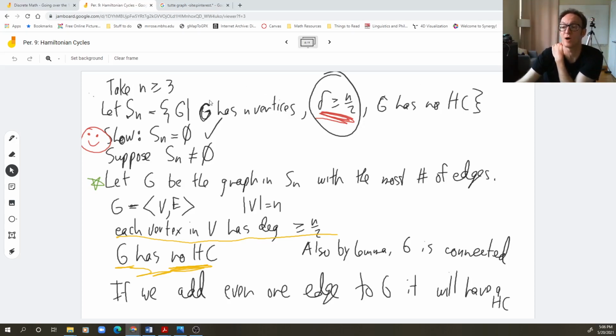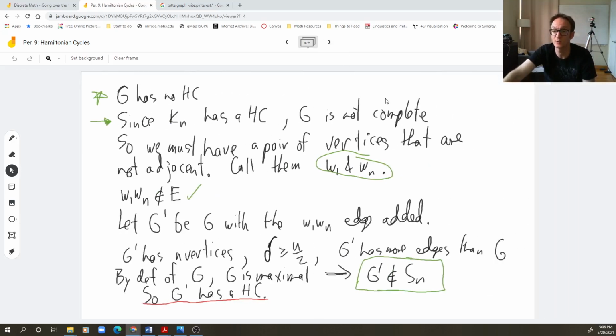This set of all graphs with no Hamiltonian cycle, and yet everyone is friends with at least half the people. So therefore, there's a biggest one, and so that's what we did. We said let G be the graph with the most edges. I know that this graph is maximal in this set. If we add even one edge to it, then there'll be a Hamiltonian cycle. And so we added an edge to it.